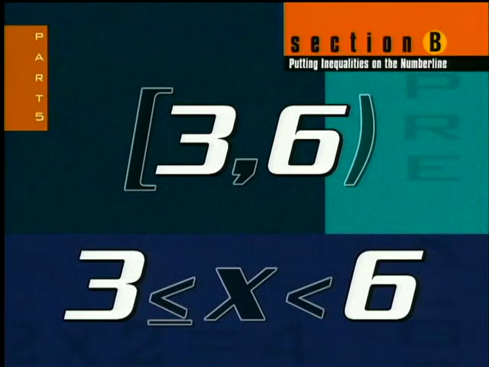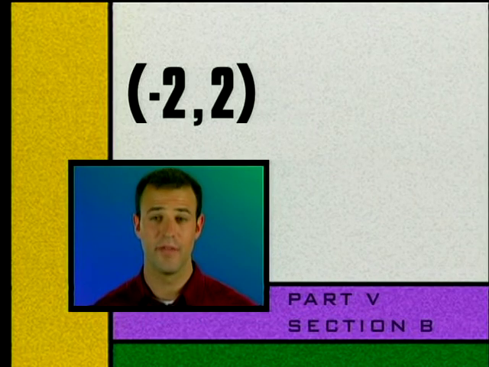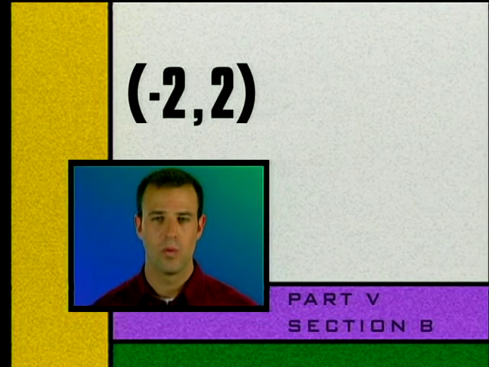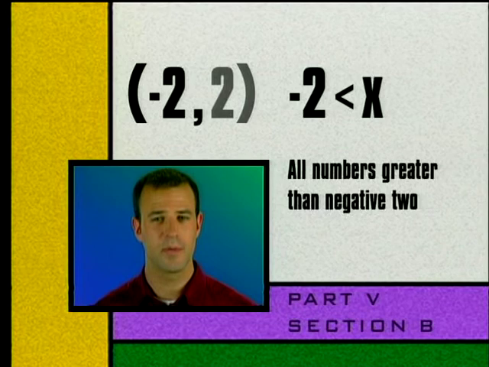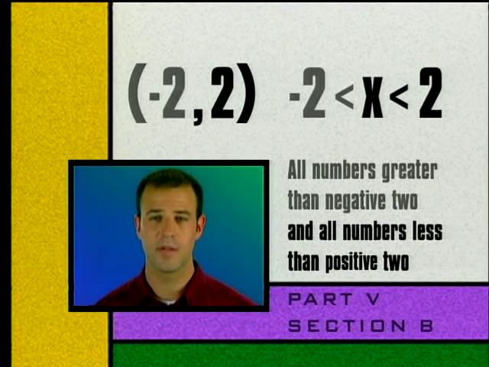Okie dokie. I think we're ready to put some of these on a number line. Say we've got the interval of -2 and +2. Remember, what this really means is all numbers greater than -2 and all numbers less than +2.